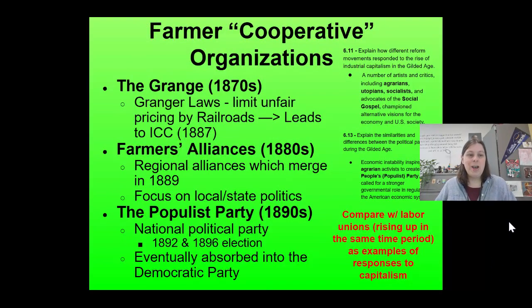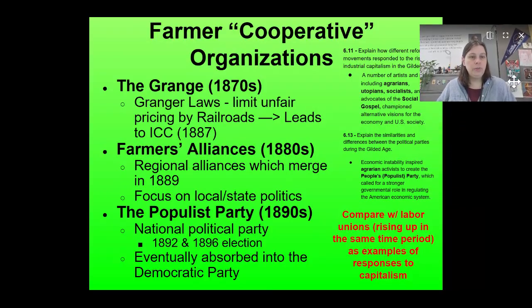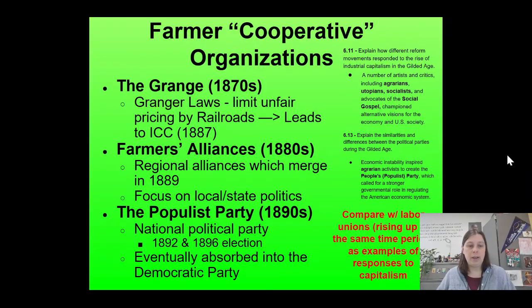Speaking of which, the College Board divides up where it includes what they often call the farmer cooperative organizations like the Grange, the Farmers Alliance, and the Populist Party, which we're going to talk about here. I'm putting them here with the effects of westward settlement, where I think they belong, but I also pasted in over on the side 611 and then 613 where they come up again.